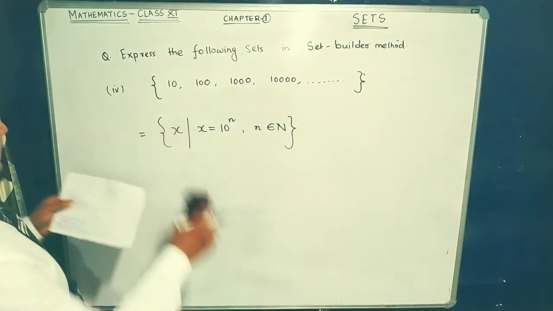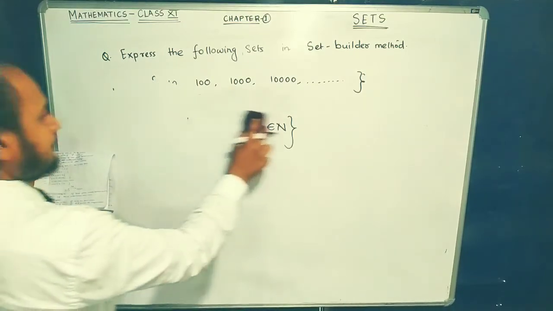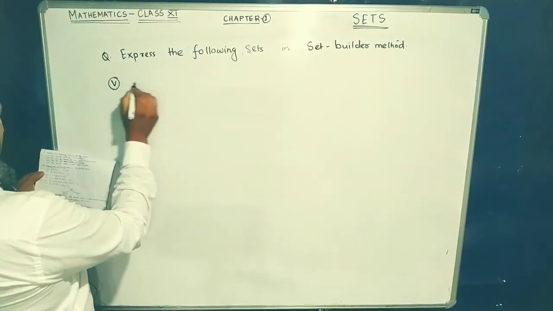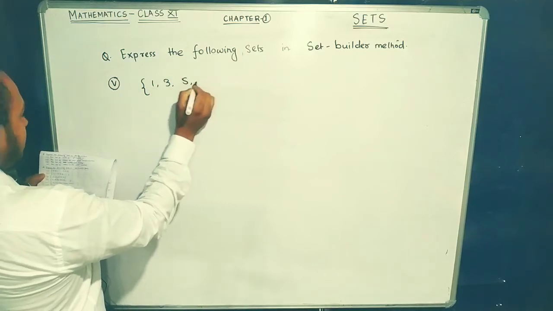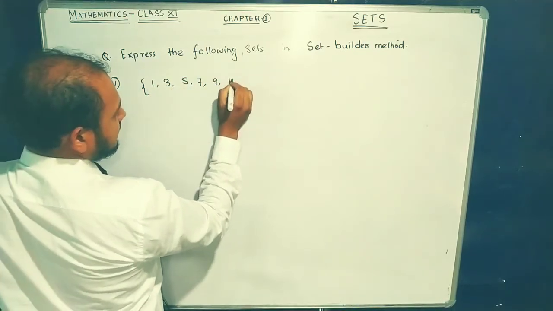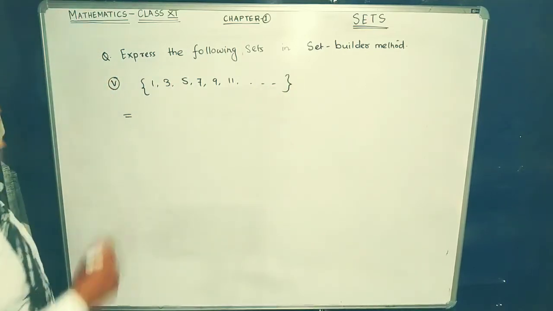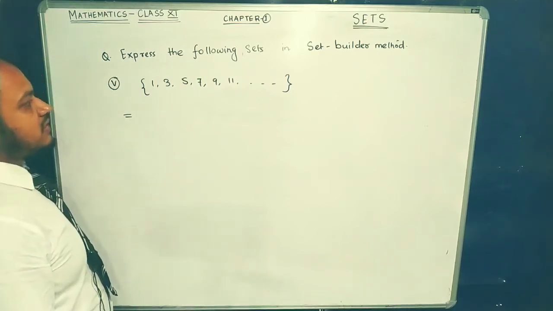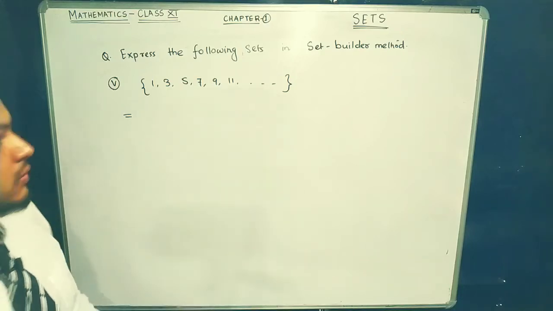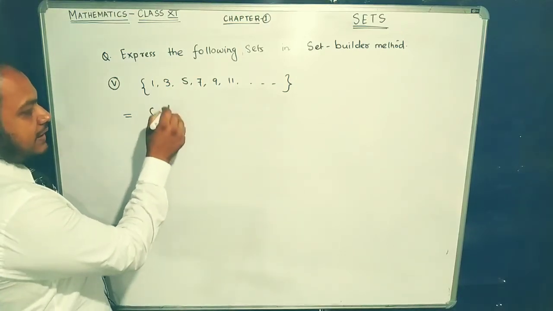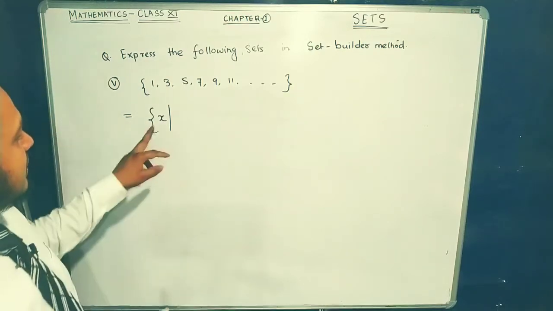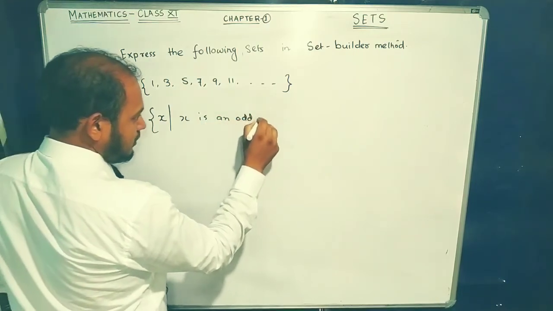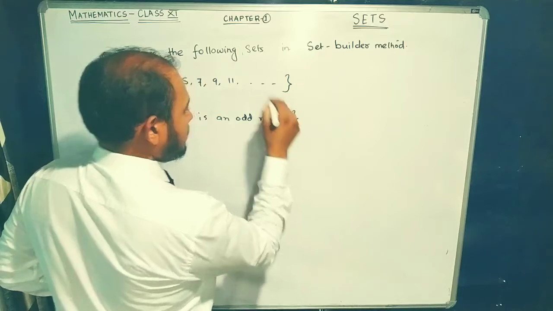Let me give you another example. It is a very simple one. 1, 3, 5, 7, 9, 11, and so on. Don't waste time in this. It is a very easy question. What is the common property in all these elements? Yes, the common property is that each and every element is nothing but an odd number. So how will you write it? It is a collection of several x's, or it is equal to x, such that x is an odd number. Simple.